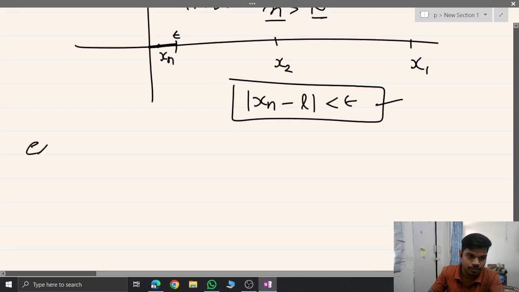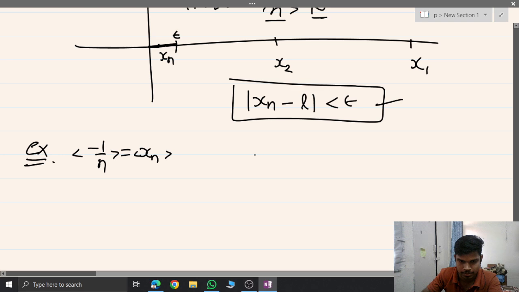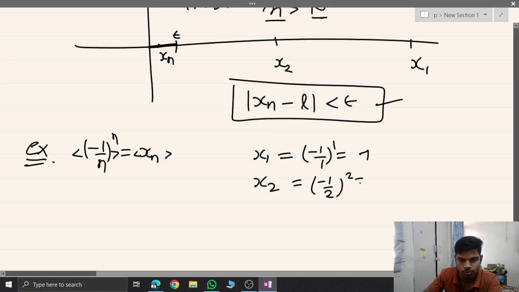If you talk about more examples, let's take one more example. Suppose I'm taking another sequence, minus 1 to the power n by n to the power n. So what are the terms of this sequence? The first term x1 is minus 1. Can I take minus 1 to the power n? This should be more general, right? Minus 1 to the power 1, so this is minus 1. x2 is minus 1 to the power 2 by 2 to the power 2, so this is 1 by 4. x3 is minus 1 to the power 3 by 3 to the power 3, so this is minus 1 by 27.